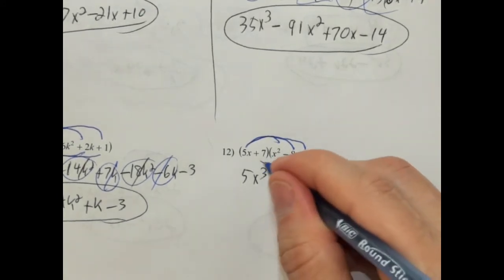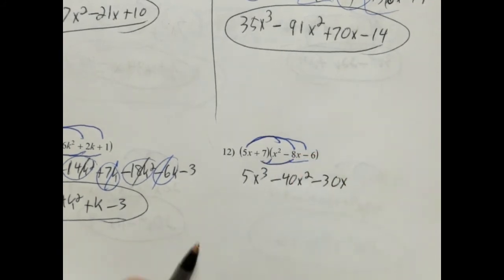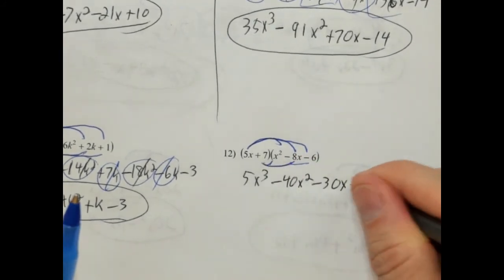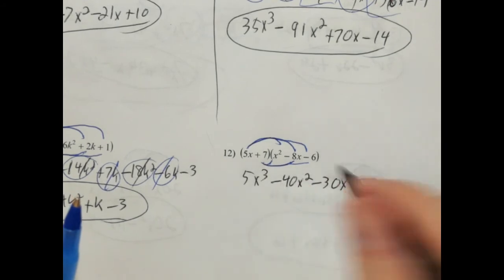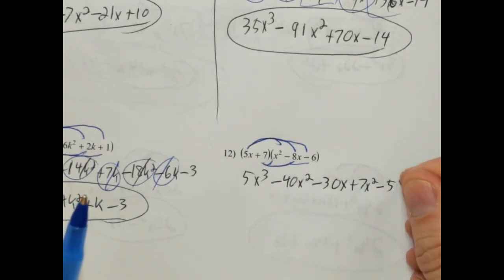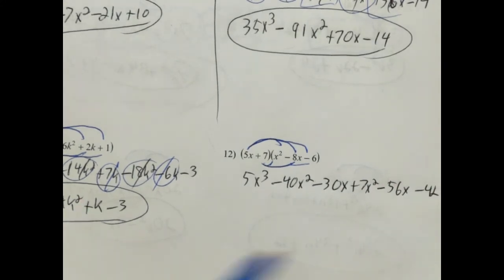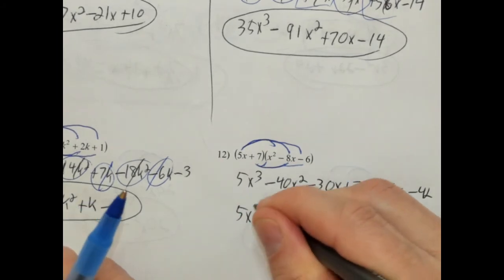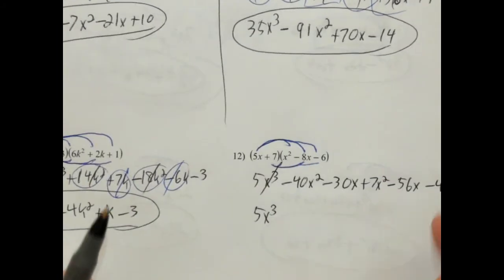Now we distribute the 7. 7 times x squared is going to be plus 7x squared. 7 times negative 8x is negative 56x. And 7 times negative 6 is negative 42. So nothing will combine with the 5x cubed, because there's no other x cubed terms here.